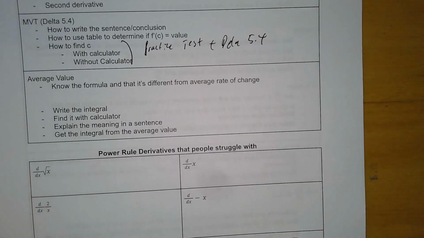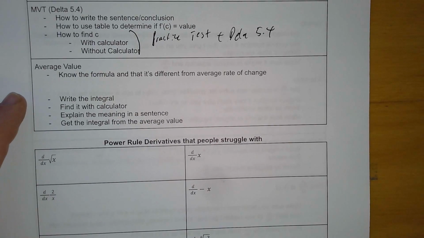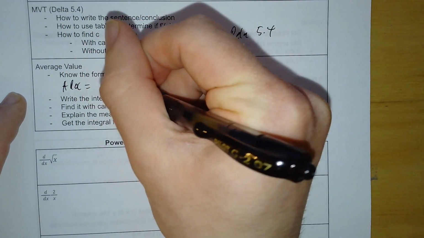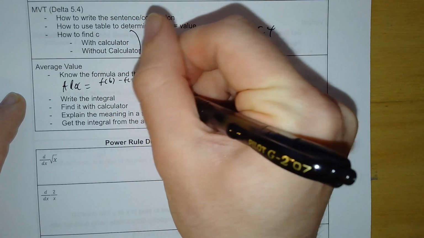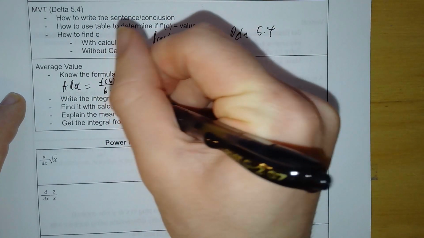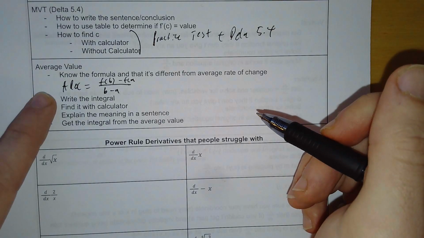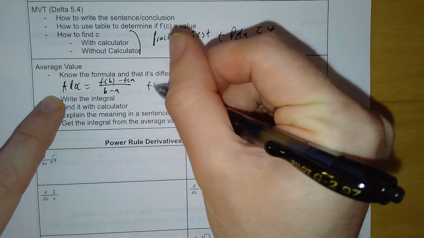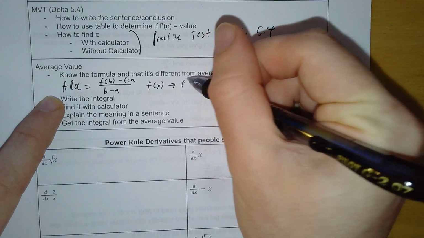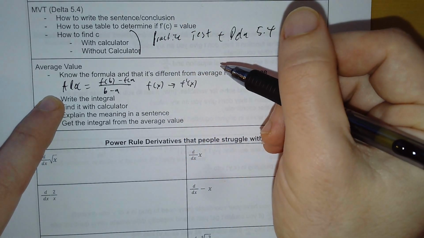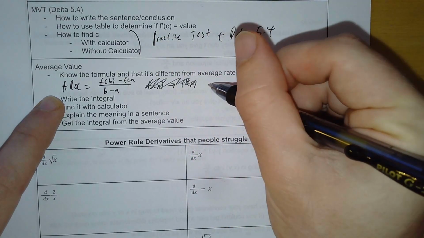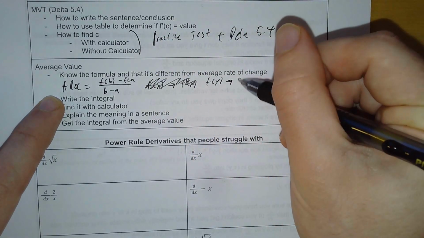Average value, know the formula and know that it's different from average rate of change, right? So make sure you know AROC is f of b minus f of a over b minus a, and that's giving you the average rate of change of a function. So basically, in AROC, you're going from a function to a derivative or to a slope. Does that make sense? I don't like the way I wrote that. You're going from a function to a slope, if that makes sense.